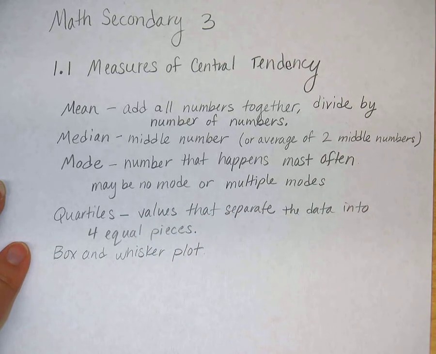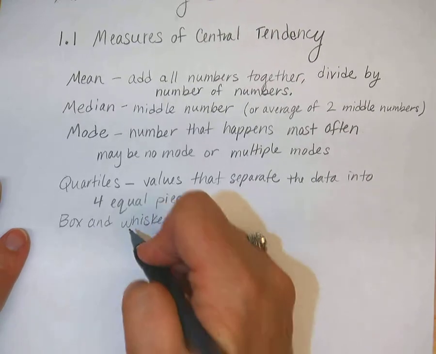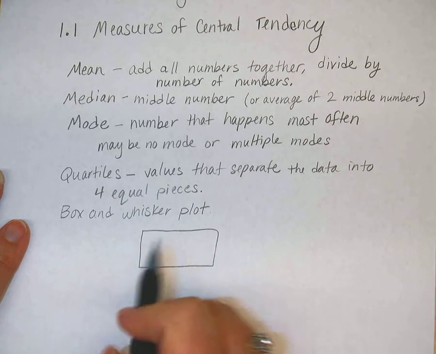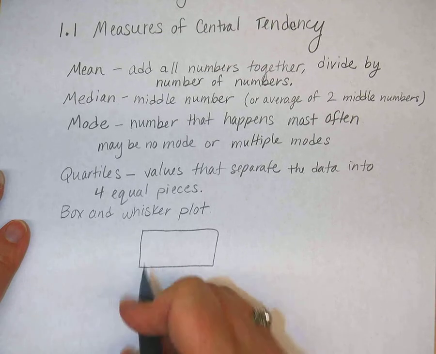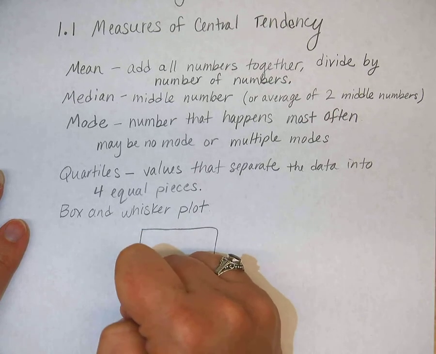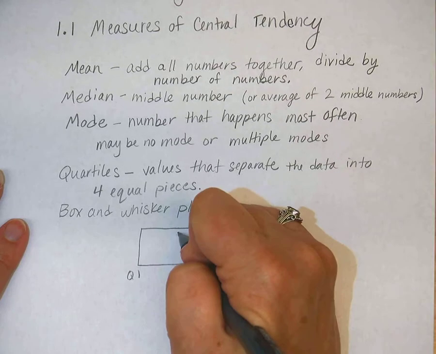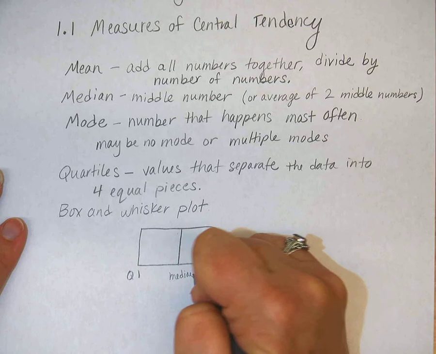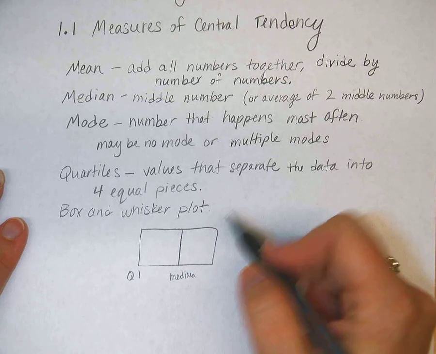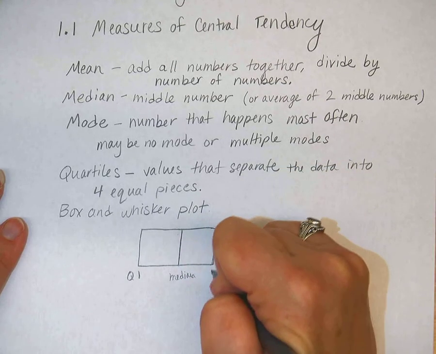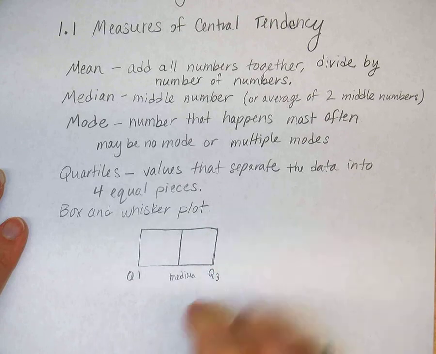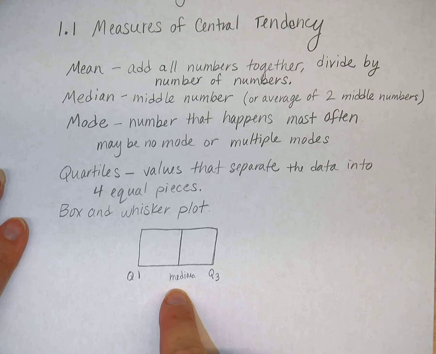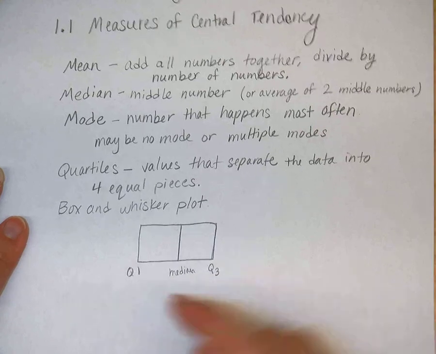A box and whisker plot is drawn with a box. This edge of the box is defined by quartile 1. We put a line through our box at the median. We put the edge of our box at quartile 3. Now the reason that this one is called quartile 3 is that the median is technically quartile 2.